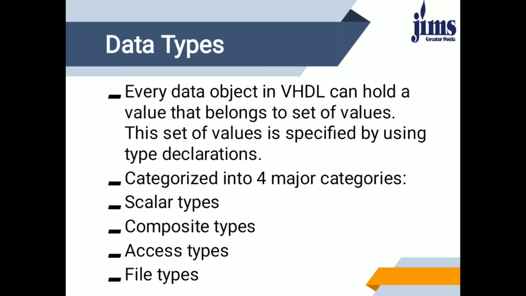The data types are broadly classified into 4 types: scalar, composite, access and file. The scalar type includes numeric data types and enumerated data types. Numeric types consist of integer, floating, that means real, and physical type, whereas the bit, boolean and character are all enumerated types.